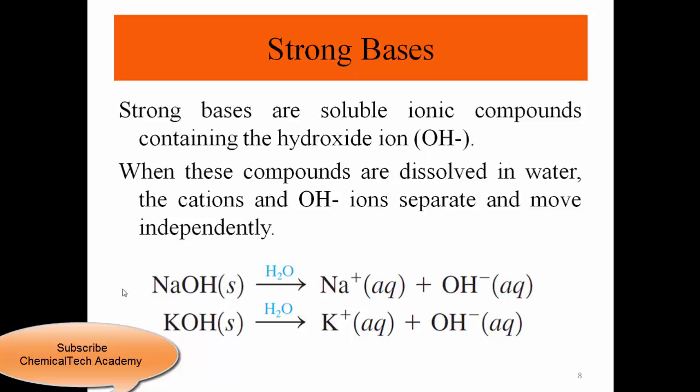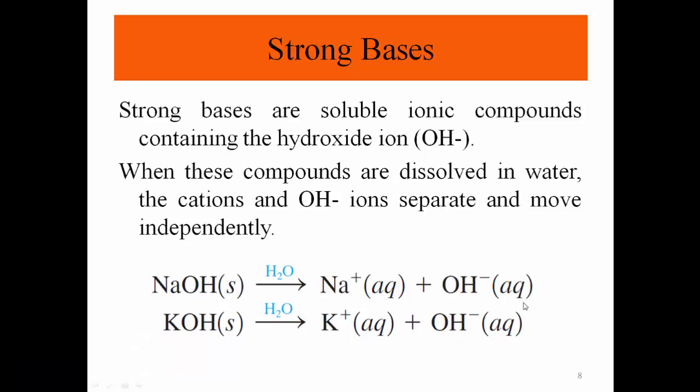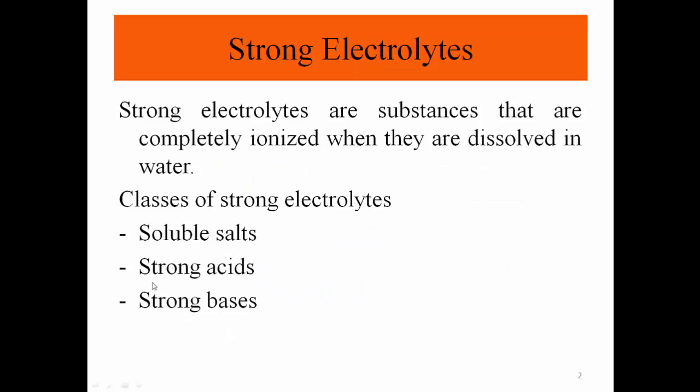As you see here, caustic soda, NaOH, dissolved in water produces Na+ and OH-. KOH, or potassium hydroxide, results in K+ plus OH-. So it produces OH- when it dissociates completely in water. If I go back, these are the classes of strong electrolytes: soluble salts, strong acids, and strong bases.